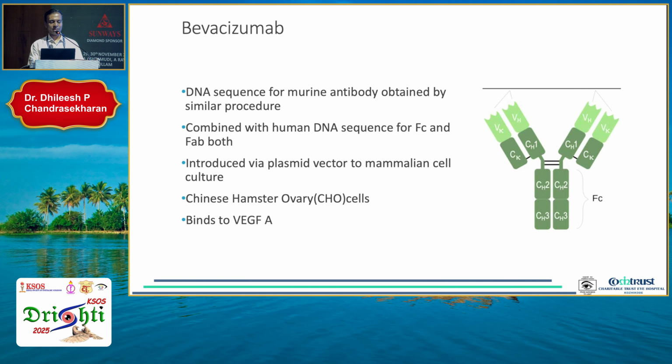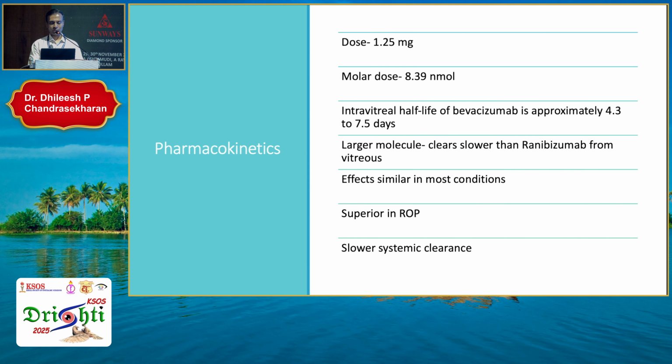How is it different from the other drugs? In bevacizumab, the initial DNA sequence is generated through a similar procedure from the mouse only, but later on the full antibody is used in the case of bevacizumab. Both Fc and Fab fragments are here, whereas in ranibizumab it's only the Fab fragment that is used. And another difference is that mammalian cell culture with Chinese hamster ovary cells is used in bevacizumab, whereas E. coli is used in ranibizumab.